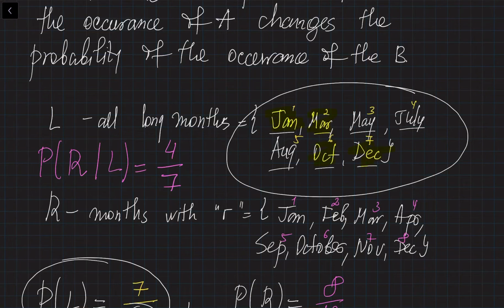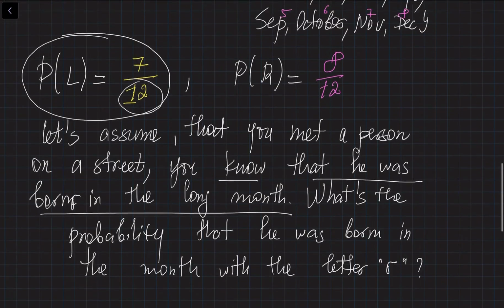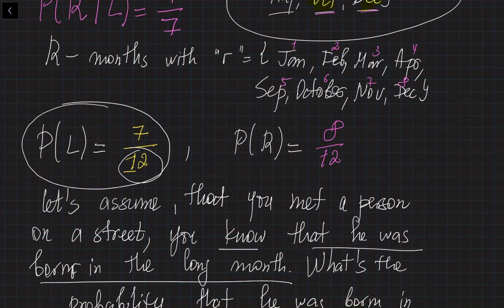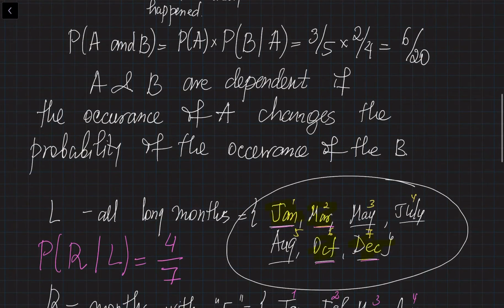So we know that he was born in one of the 7 months. And if I would like to know what is the probability that he was born in the months with the letter R, I have to count the months with the letter R in our sample space and divide it by the size of the sample space. In this case, it's going to be 4 over 7. So please note that this is going to be different than finding out the probability of a person who was born in the long months and in the months with the letter R.